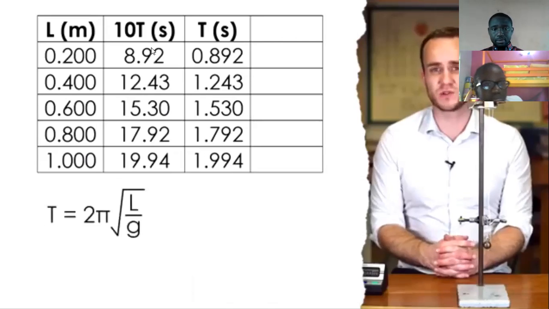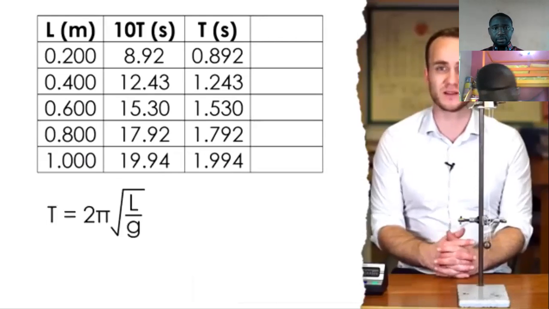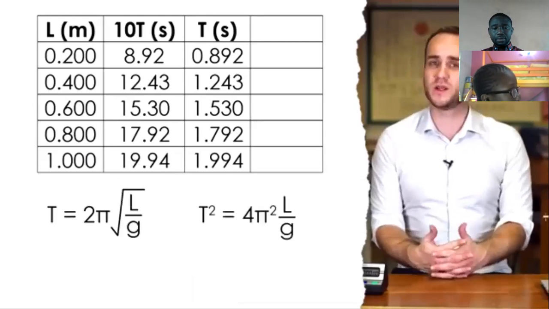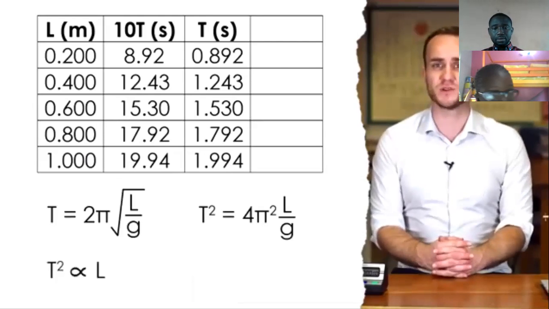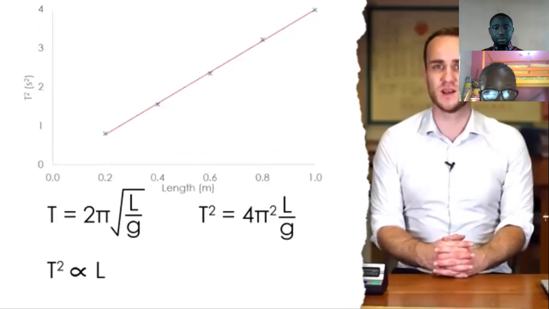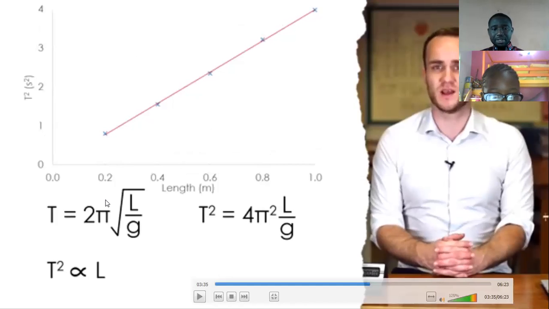T equals 2 pi root L over g, where L is the length of the piece of string. So we can't draw a graph of T against L because they're not proportional. Squaring the whole equation, though, we can see that T squared is proportional to L. So that's what we're going to draw on our graph. T squared on the y-axis. Now, he used this formula, squaring them, and that gives us T squared. T squared is equal to 4 pi squared L over g.